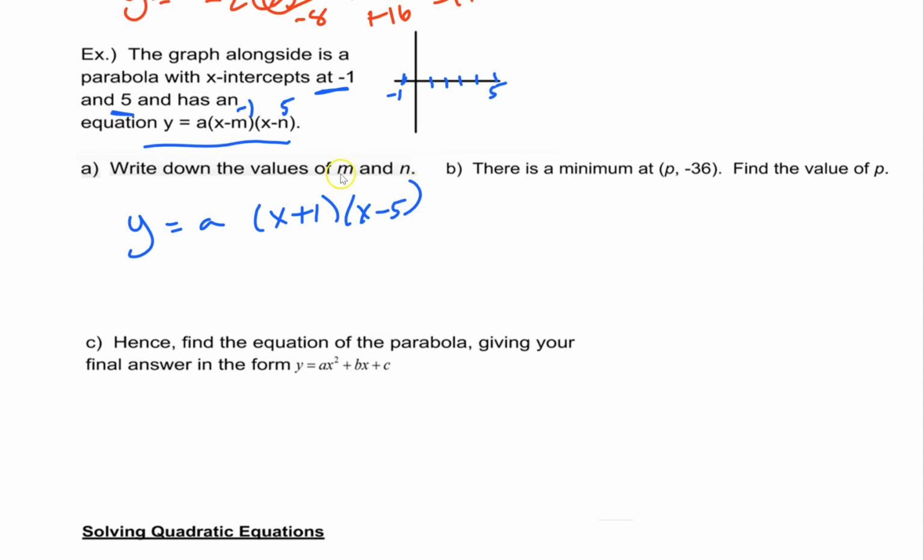And write down the values of m and n. I should write that right here. So one of them was -1 and one of them was 5. So now there's a minimum at (p, -36). Find the value of p.